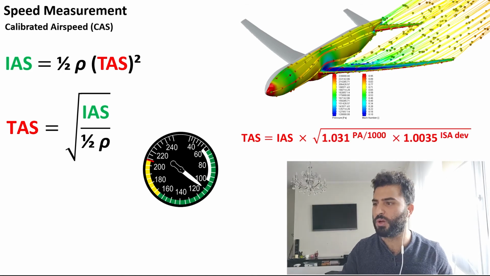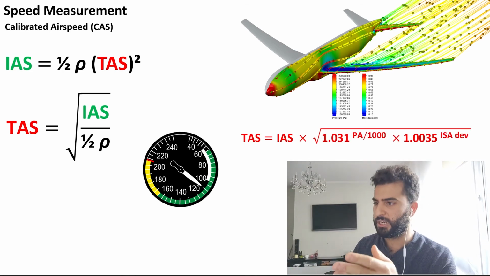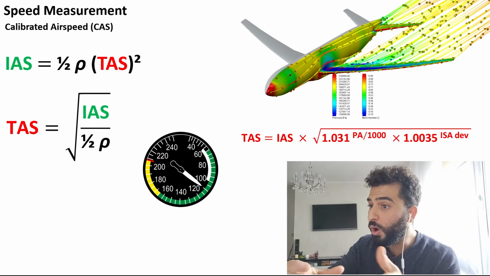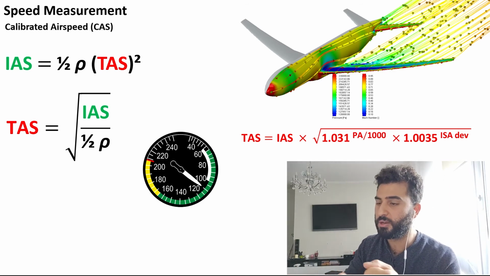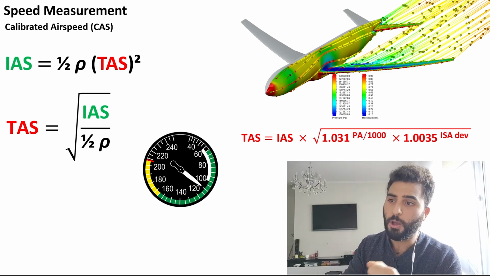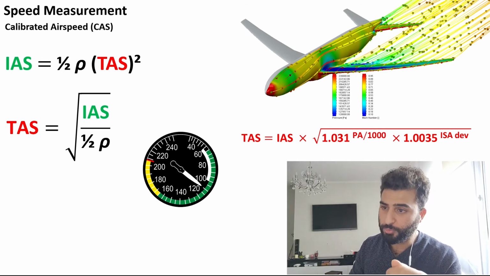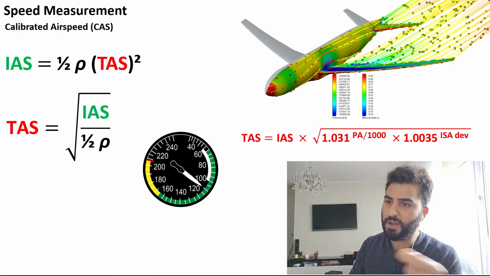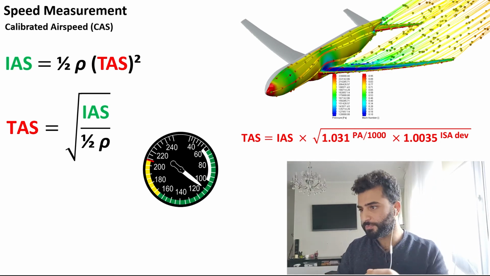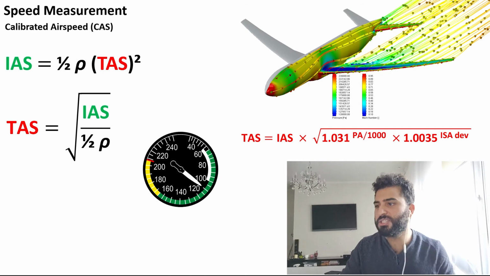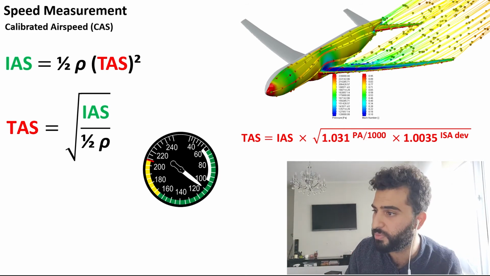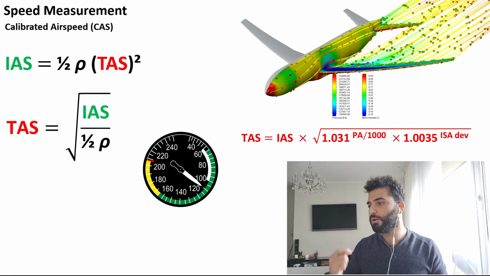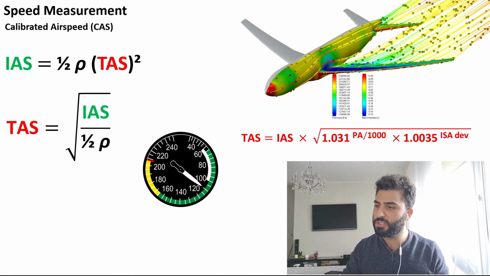The real equation is this one, okay? I will explain in another video why TAS is equal to IAS multiplied by the square root of 1.031 to the power of the pressure altitude in thousands, multiplied by 1.035 to the power of the ISA deviation. This is the real relationship between TAS and IAS. And please be careful with that equation because it does not involve compressibility correction, which we're going to speak about later as well.